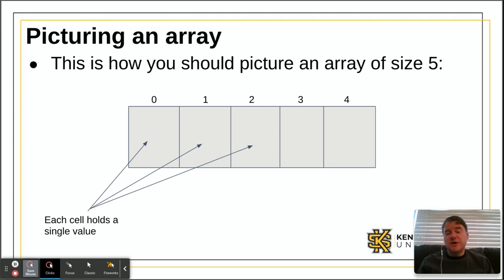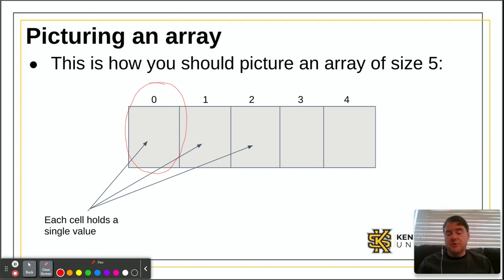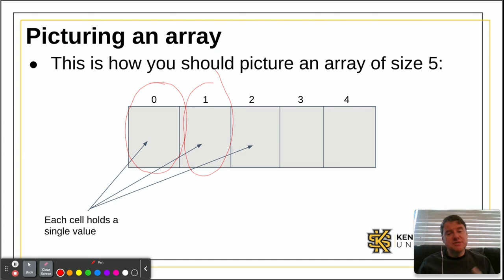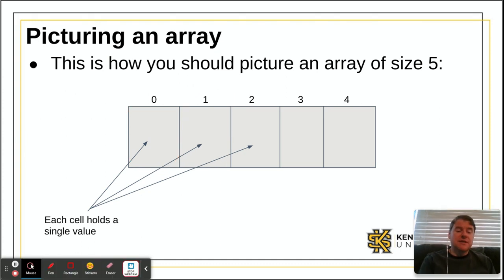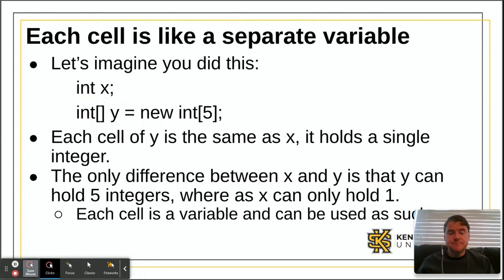Having said that, each of these cells that we have allows me to store one value in it. So in cell 0, I can put a value, and in cell 1, I can put a different value, and so on. Each cell can only hold an integer because that's what I've specified this is an array of, but I can hold 5 integers in here, one in each of the cells.